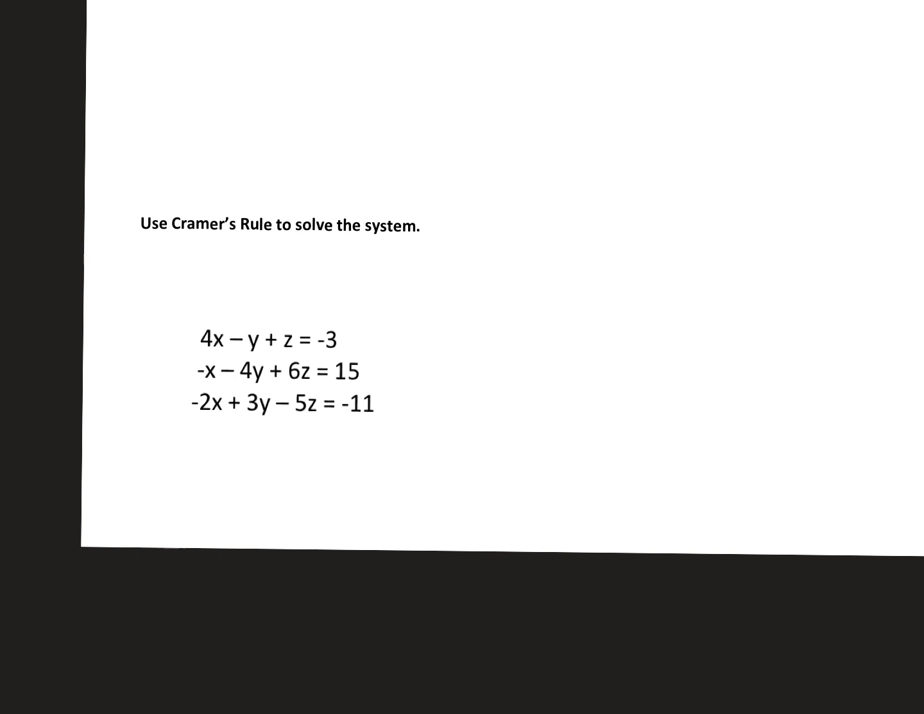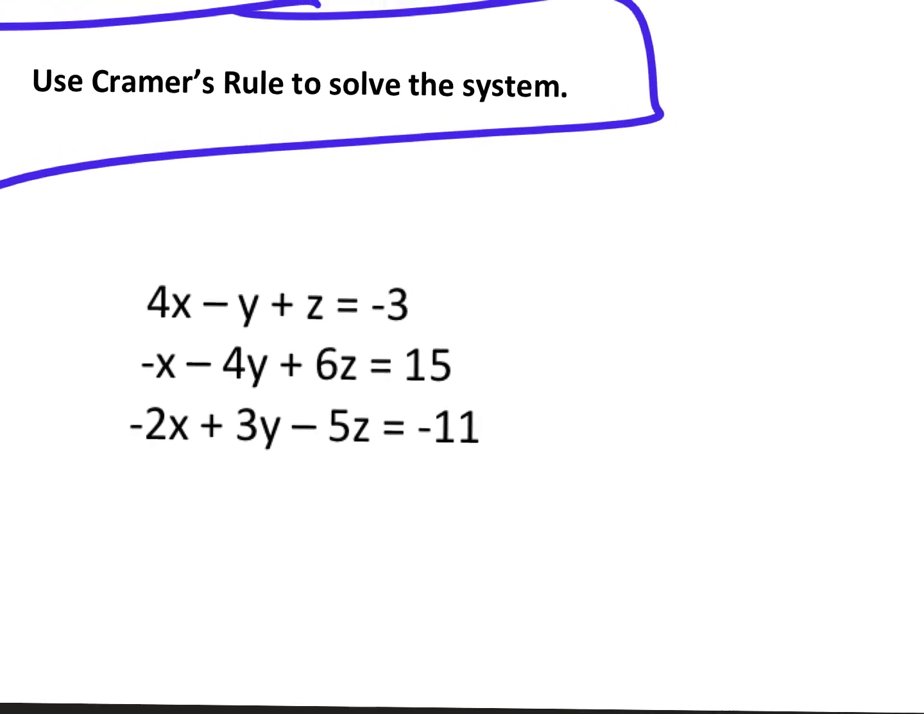But it says solve using Cramer's rule. So that's the only way. I don't care if you know another way to do it. You have to demonstrate that you can do Cramer's rule. So what do we do? We'll set up the things.